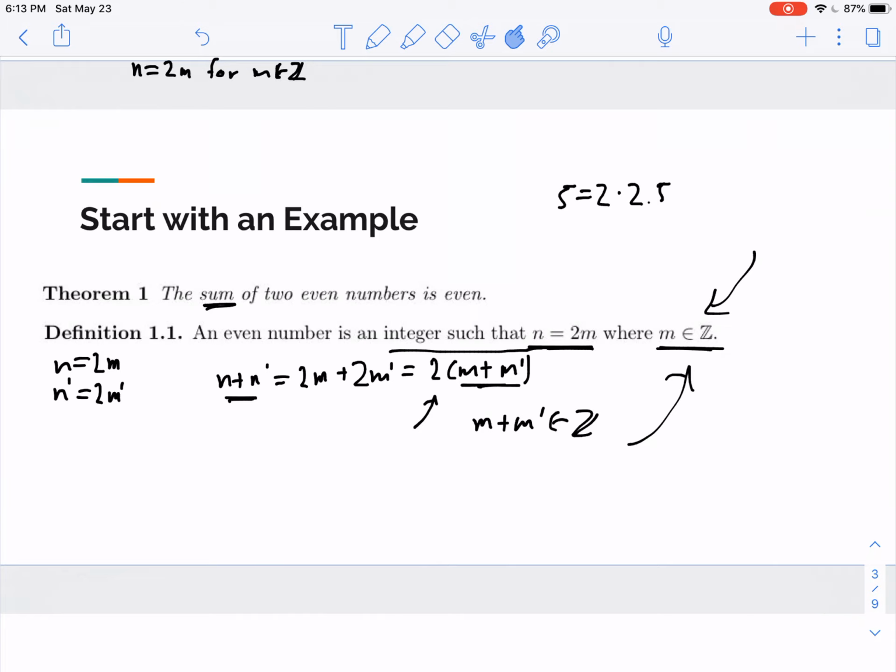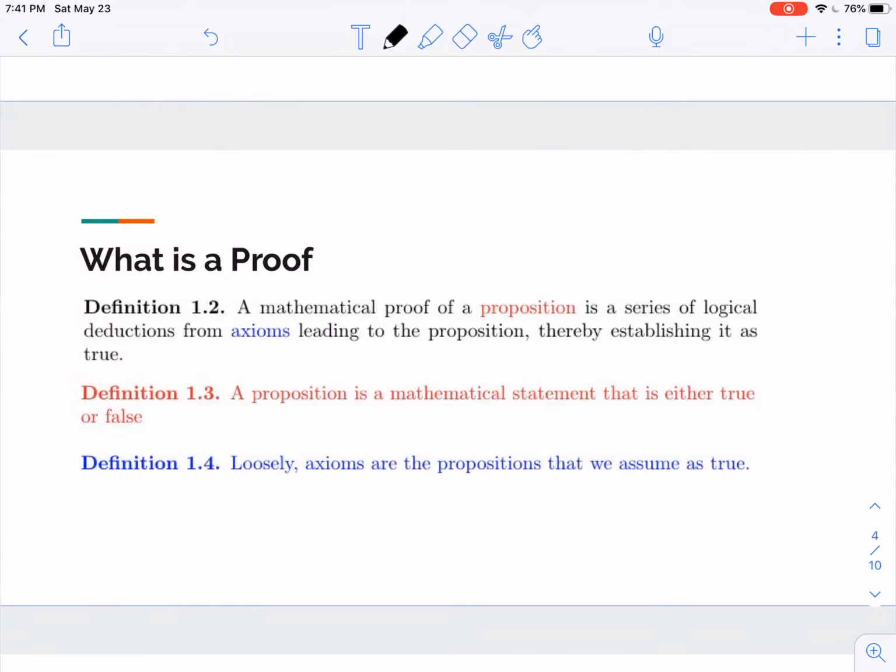Great. So now let's take a step back and talk about what is a proof at a high level. And then we'll take this example that we just did and show how each of those parts fit together, because often having an example is really helpful with a definition. Let's now go over what a proof is. A mathematical proof of a proposition is a series of logical deductions from axioms leading to that proposition, thereby establishing it as true. So in order to really understand this, we sort of have to understand what is a proposition and what is an axiom.